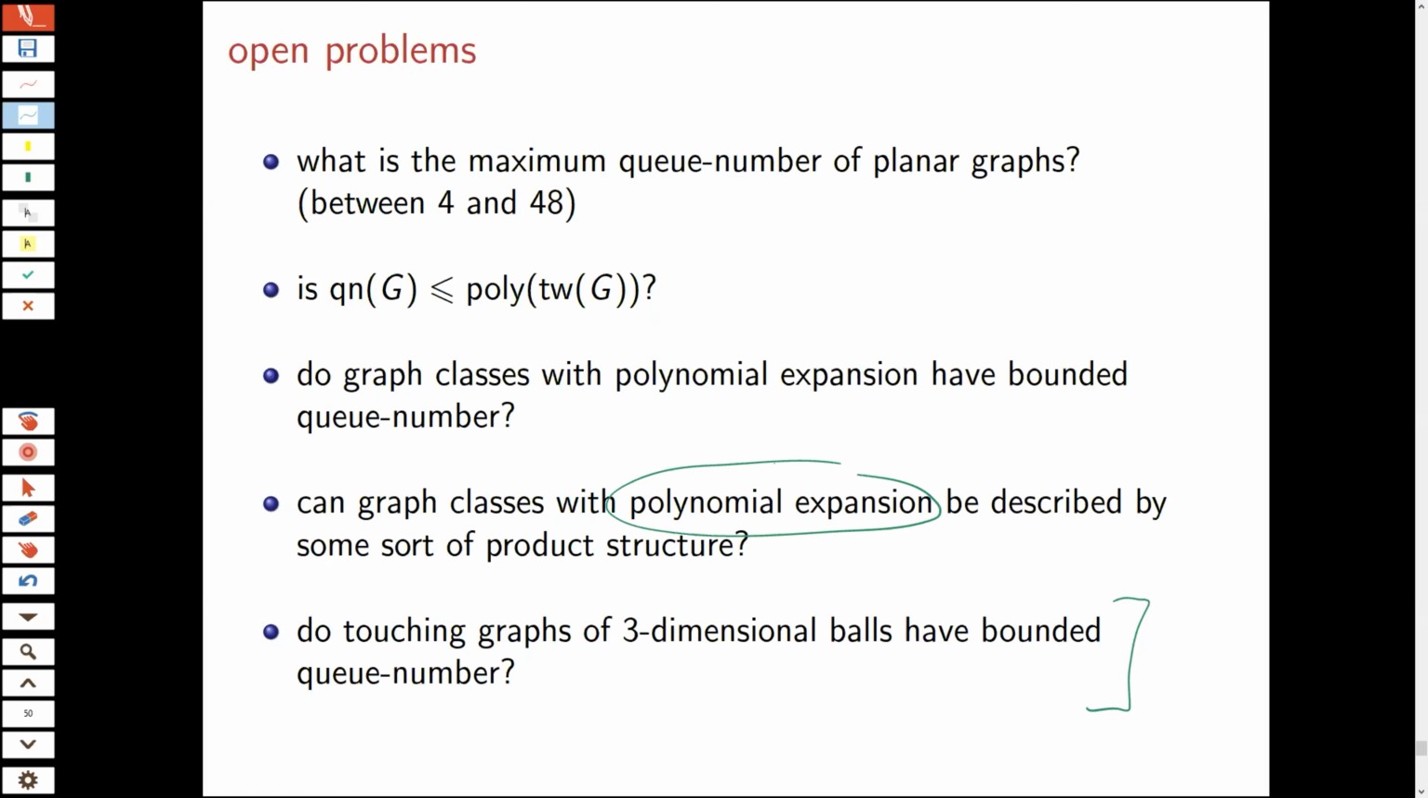I like the interplay between theory and examples here. This is a theoretical question, but by looking at good examples, you learn something about the theory. And that's what we've done. We started with the question of whether planar graphs have bounded queue number, and along the way, we found the planar graph product structure theorem, which is really the beautiful thing that was waiting to be discovered.